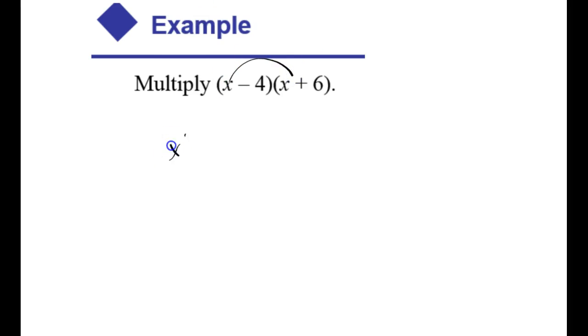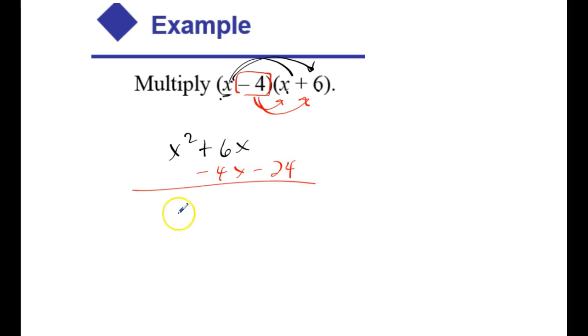First terms, x squared. Outer terms, notice this is nothing more than the distributive property. I took x times the first, x times the second, and then I go back and grab the negative 4. So instead of foiling, we could just continue talking about distributing. And I'll continue stacking. So I've got like terms that I can add. X squared plus 2x minus 24.